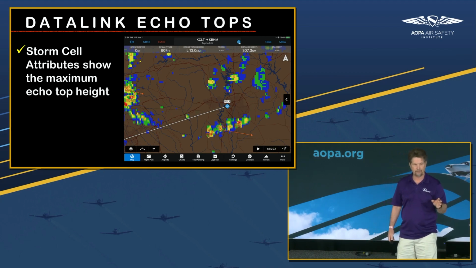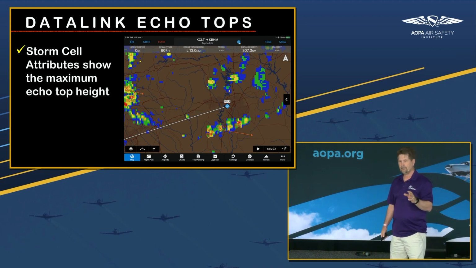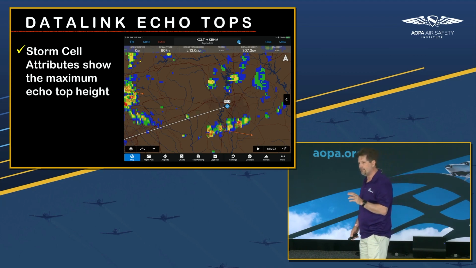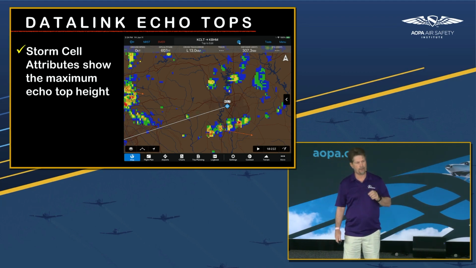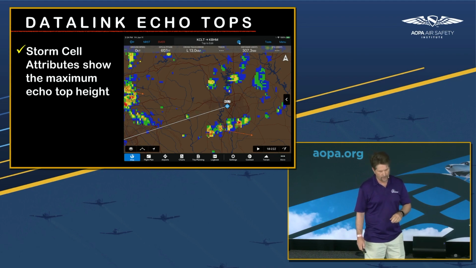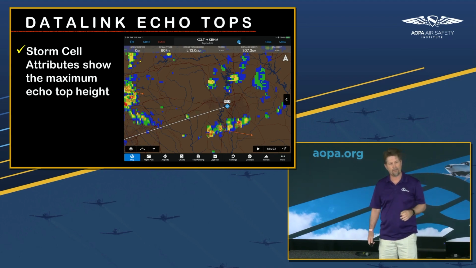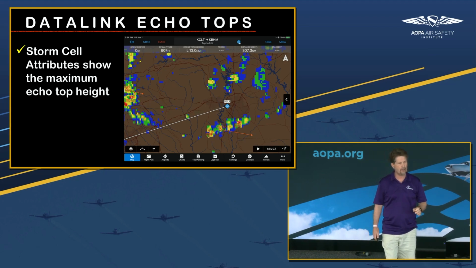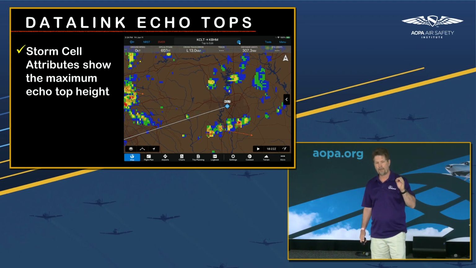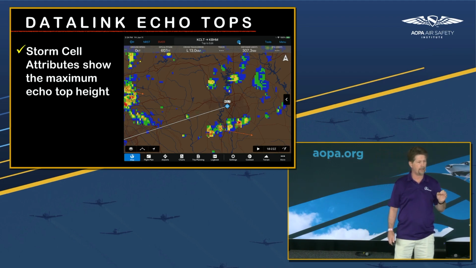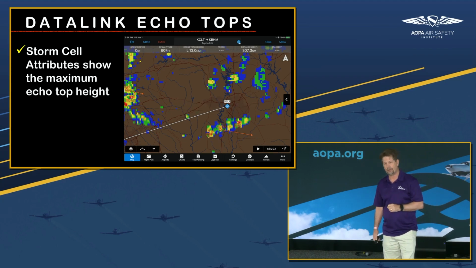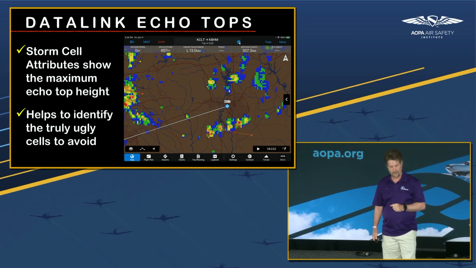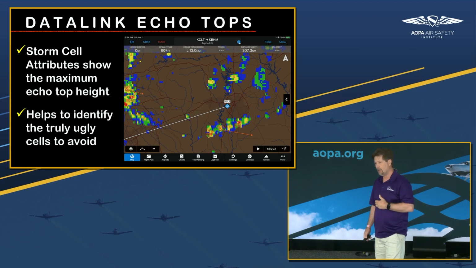Again, there may not be any lightning in it, but we know that it's still a convective situation here. That should get our attention. And in that, they also show you the maximum top, maybe 250, 300. Again, that's a good indication. Once you start getting over about 25,000 feet, that's a cell that you definitely want to go around and not go under, and you also want to keep your distance from it. So again, it really helps you avoid the truly ugly stuff out there.